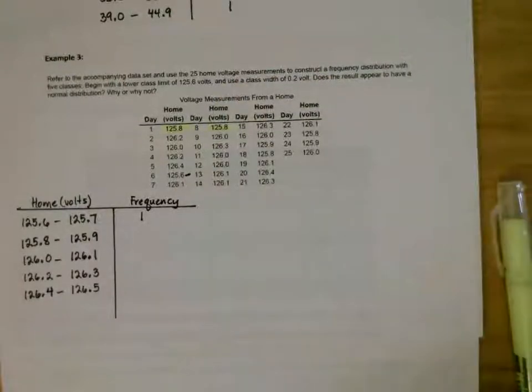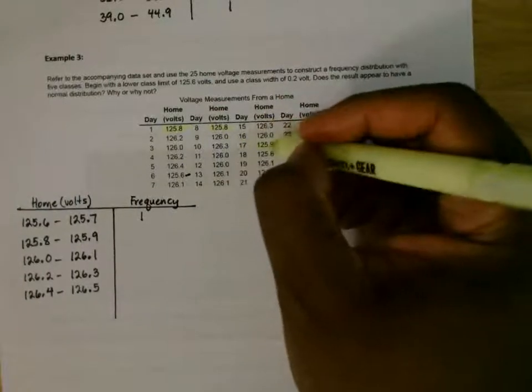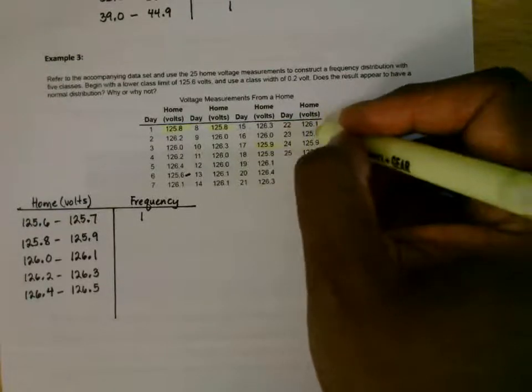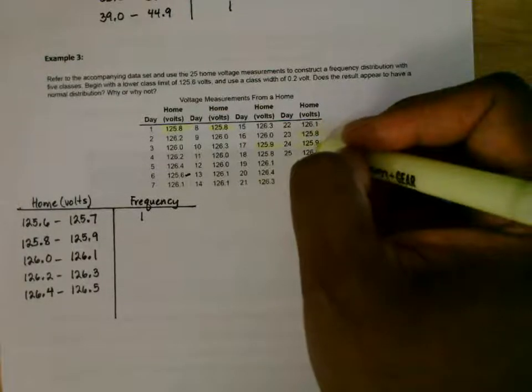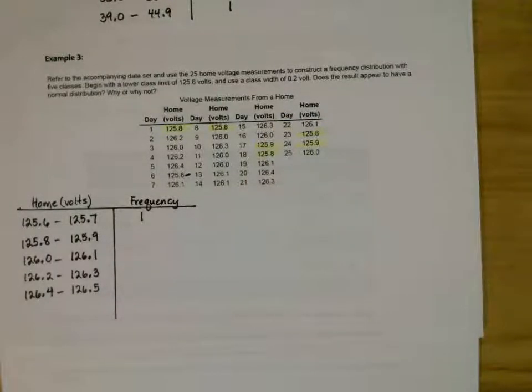We don't include those. I mean 125.6. So let me do a different color. I apologize, 125.8 and 125.9. There's one here. Another 125.8 here. And then 125.9 there. And there's another 125.8 that I skipped. So there are actually 6 data values that fall between 125.8 and 125.9. That frequency there is 6.